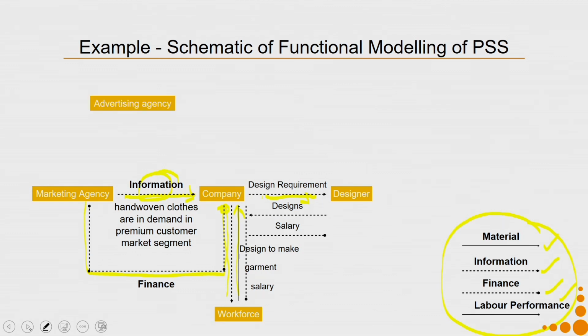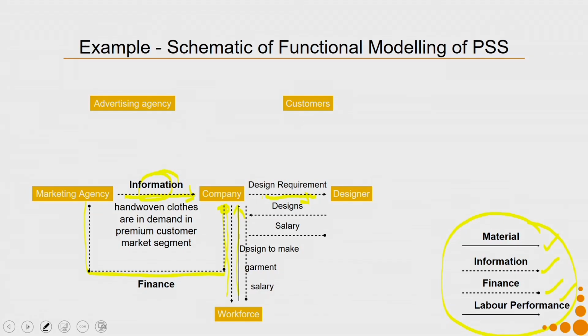Who all can be my other stakeholders? Now this company needs to reach its buyers, the premium market segment. How will the premium market segment know that this kind of company exists? They have to do some kind of advertising, which can be word of mouth, flyers, or any other means. So let's say there is an advertising agency and there is my final customer.